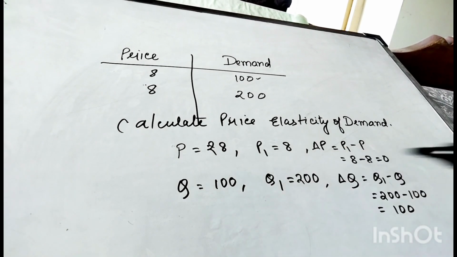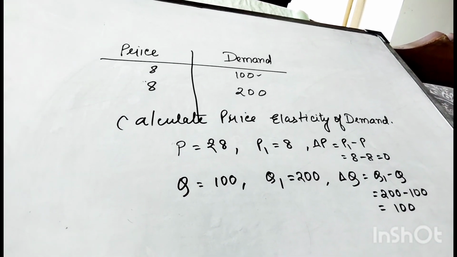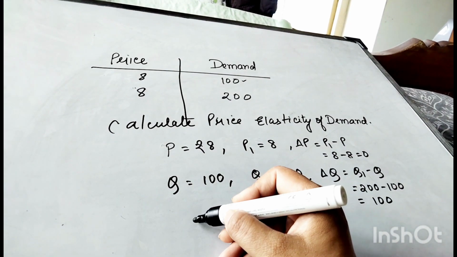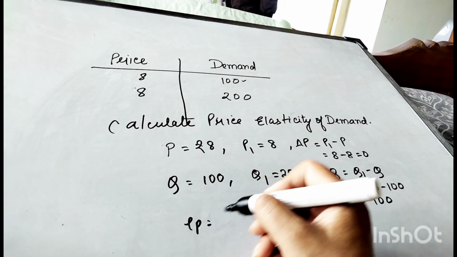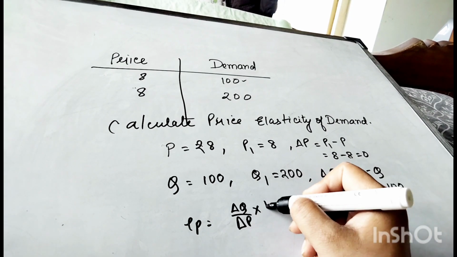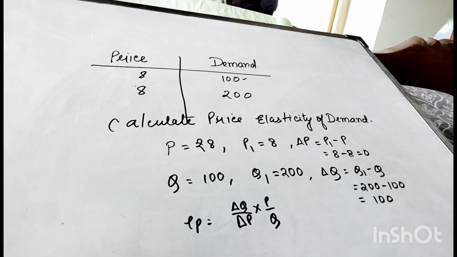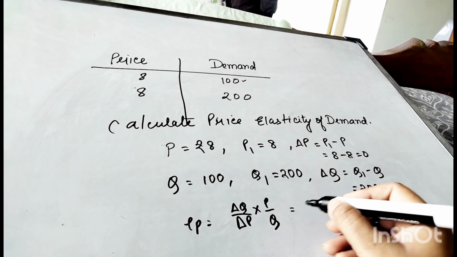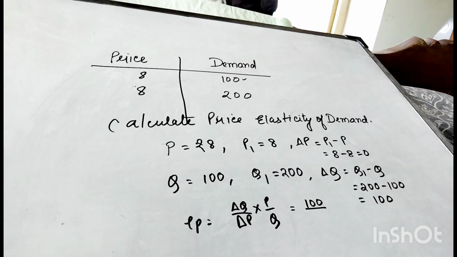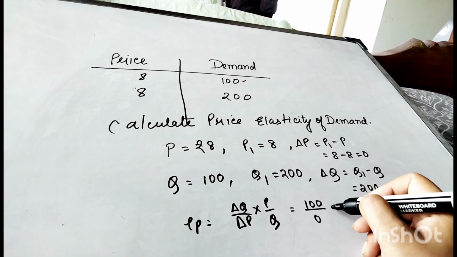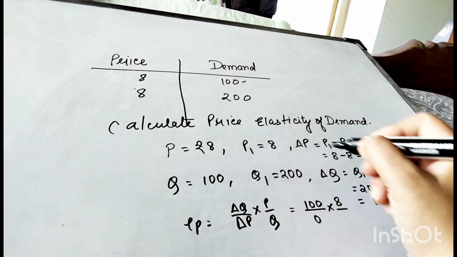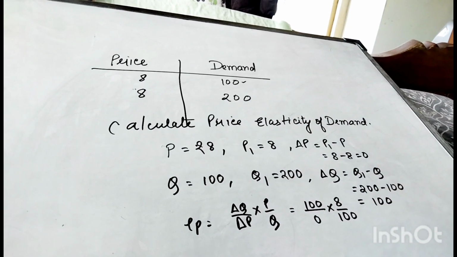Now we are going to put the formula. So what is the formula? EP will be equal to del Q by del P into P by Q. This is your formula. So what is your del Q? 100. What is your del P? 0. What is your initial P? 8. What is your initial quantity demanded? 100.